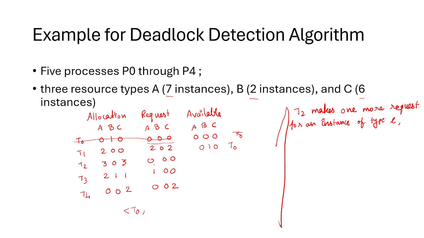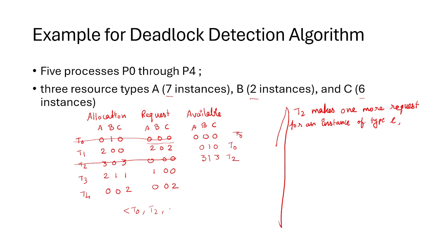Then go to T2. The request of thread T2 is 000, so it is not needing any resources to complete its execution. After completing execution of T2, these resources 0303 are added to the available. So the available will become 3, 1, 3 after completing the execution of T2. Now T2 has completed its execution.